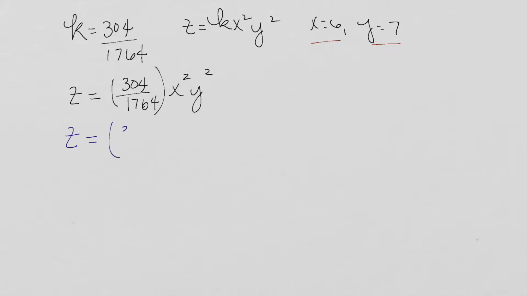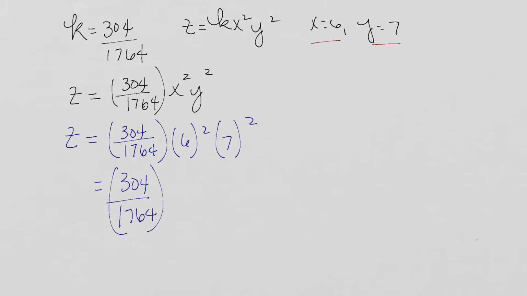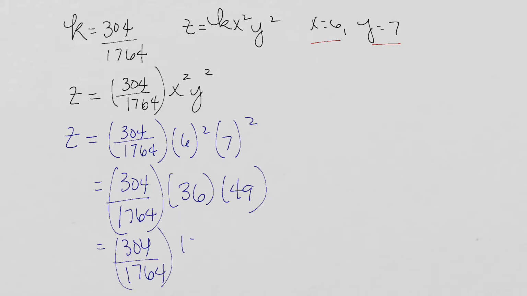Z equals 304 over 1,764 times, and replace the x with 6 squared, replace the y with 7 squared. Then it ends up giving me 304 over 1,764 times 36 times 49. We already know from the previous part, 36 times 49 is 1,764. So now I'll divide both of those out, and z ends up being equal to 304.